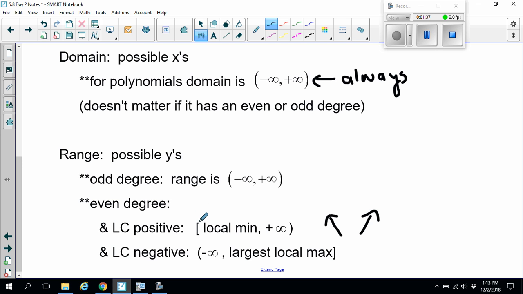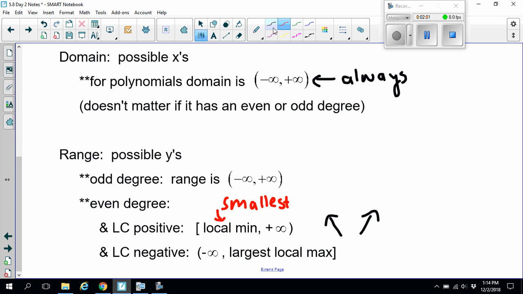Basically how to write it is we're going to use a bracket. We're going to go from the local minimum and then we go to positive infinity. Okay, now for your local minimum, basically what you want is the smallest local minimum. Or really, another way of saying this, we want the smallest y value. And then we're going to go to positive infinity.